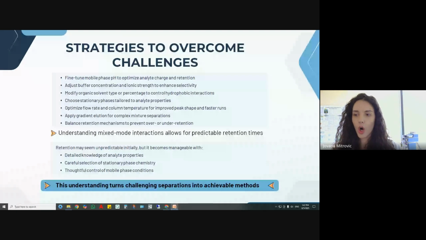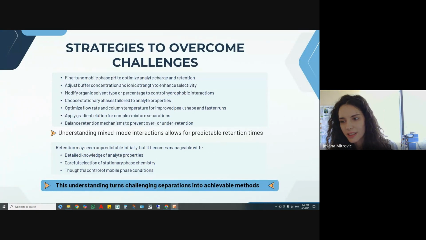Next, optimize flow rate and column temperature. Faster flow cuts runtime, while a slight temperature increase sharpens peaks. Use gradient elution for complex mixtures. It helps separate analytes with varying polarities effectively. And always balance retention mechanisms to avoid over or under retention that causes broad or coeluted peaks.